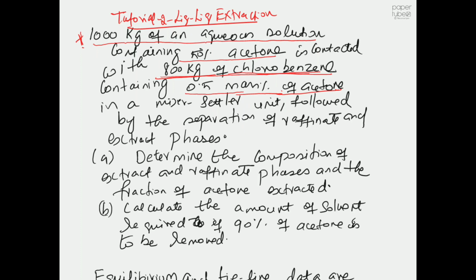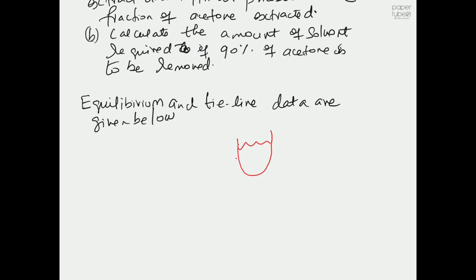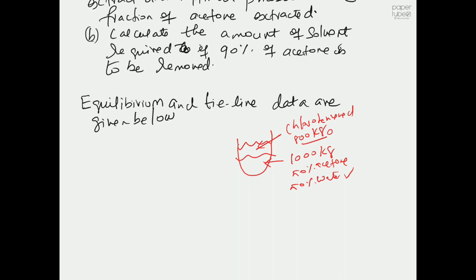So we are performing this in a mixer settler unit. What we do is we take a feed solution of 1000 kg. This 1000 kg contains 50% acetone, 50% water, and then we add our solvent, which is chlorobenzene. So we add 800 kg of chlorobenzene. Out of this 800 kg, 0.5% is acetone, so some impurities, and then we are going to mix them.